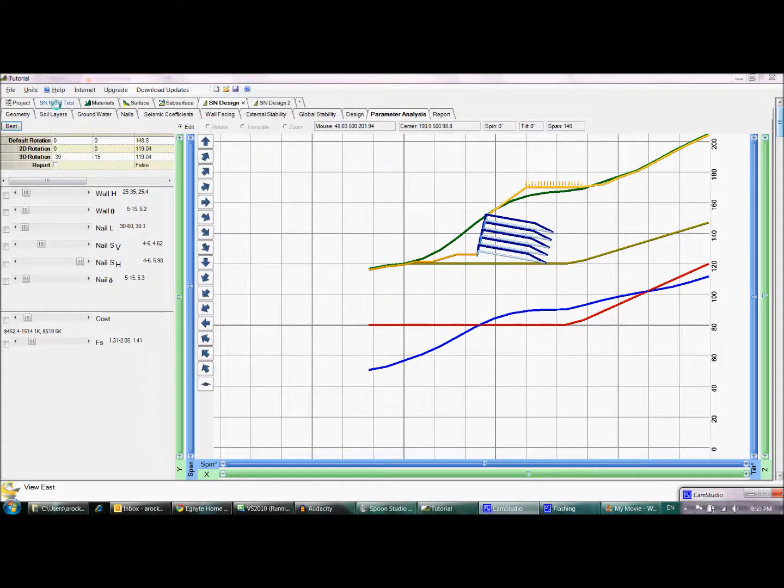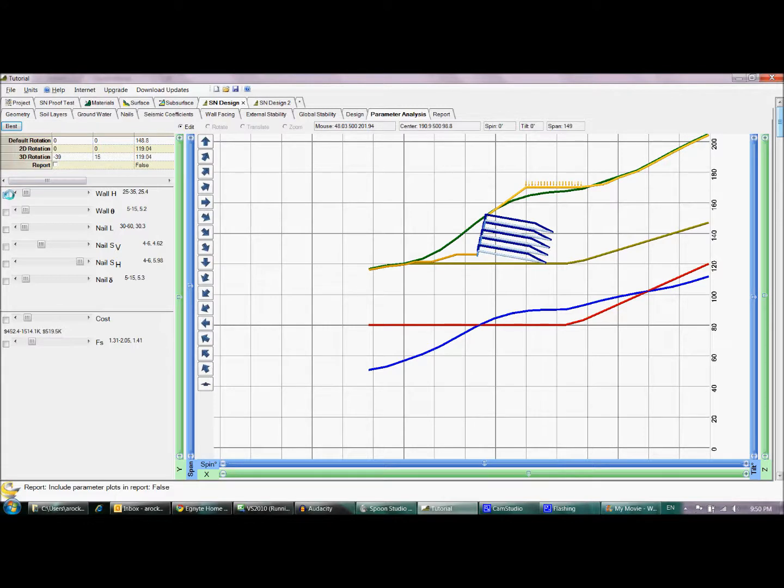This is the parameter analysis tab of SN Design. What we have here is a dynamic model that took the search parameters and then fits a multi-dimensional surface through there. So we can see what happens to the cost and the factor of safety as the wall height changes. You can watch the scroll bars move as you move to a specific wall height. You can see the cost at that height and the factor of safety at that height.